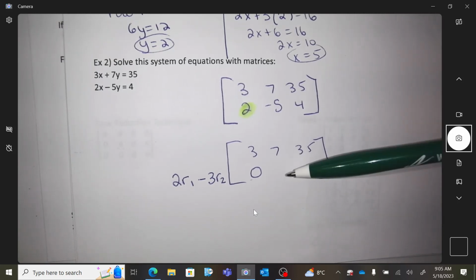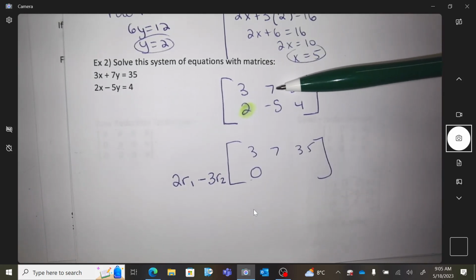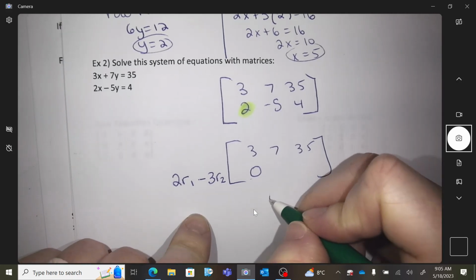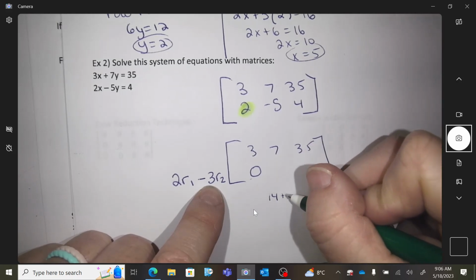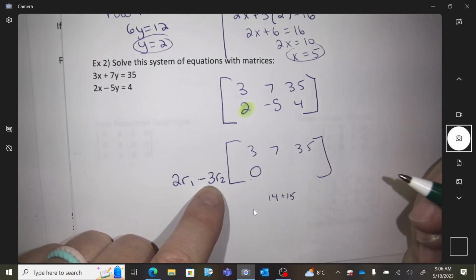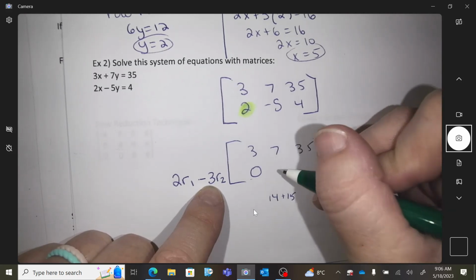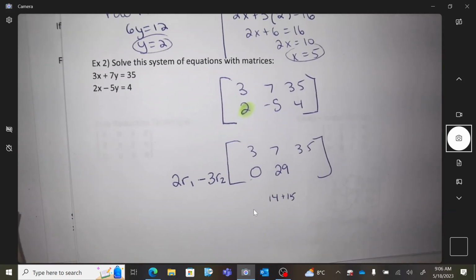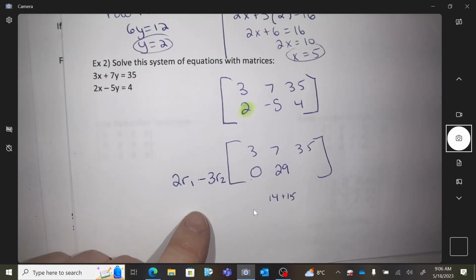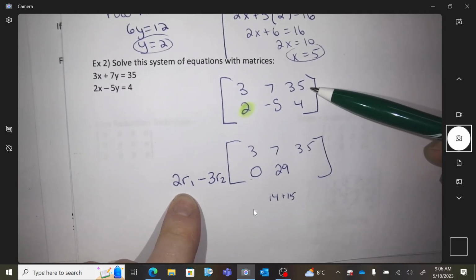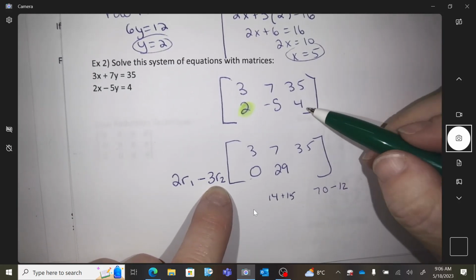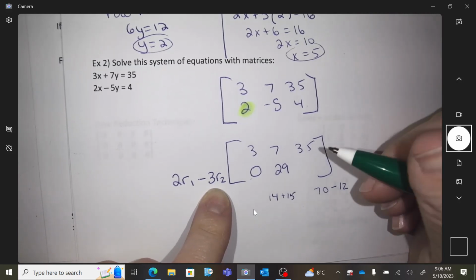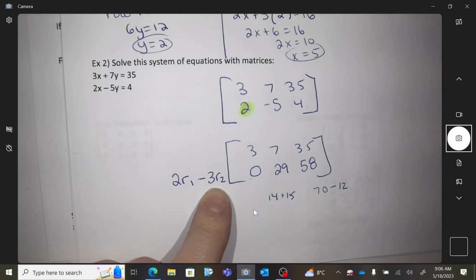Okay, can you do this number in your head or your calculator, whatever you need? 2 of these, which is 14, minus 3 of those, I'm getting 29. Is that good? Is that what I got? Okay, 2 of those, so I'm at 70 minus 3 of those, 12, makes 58.